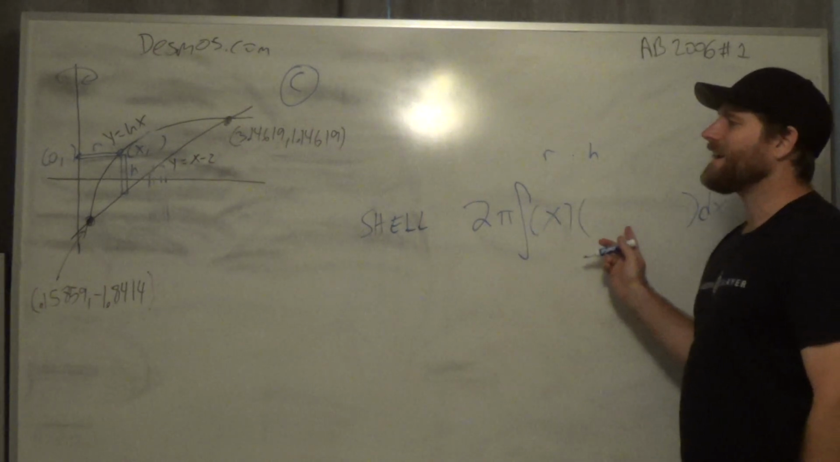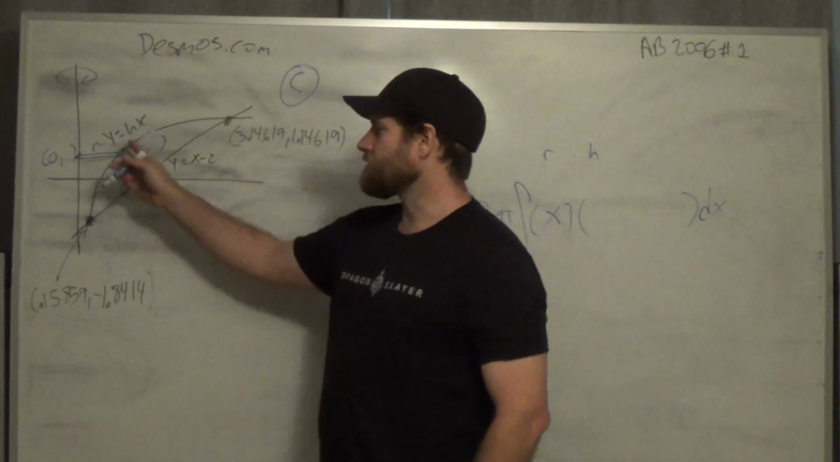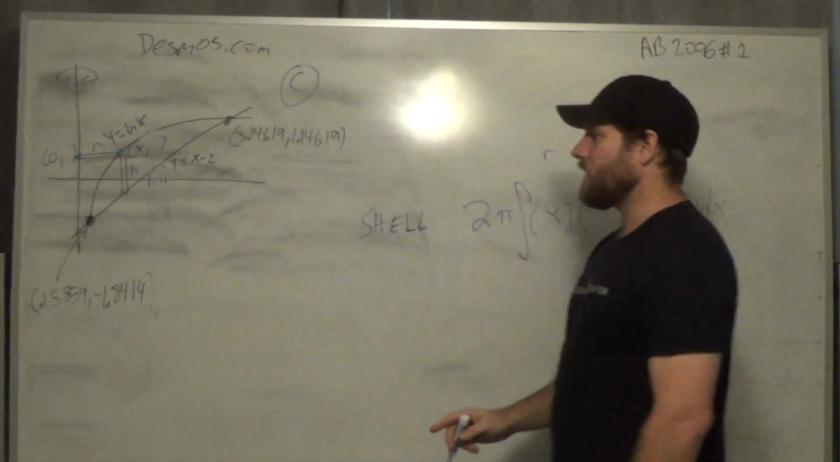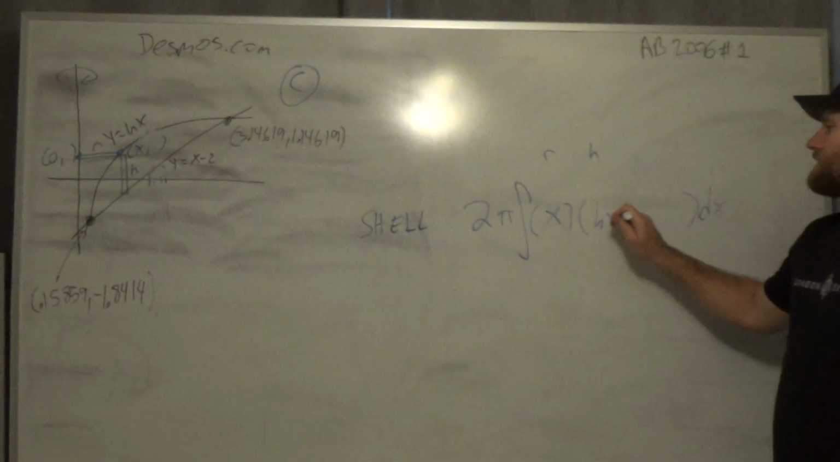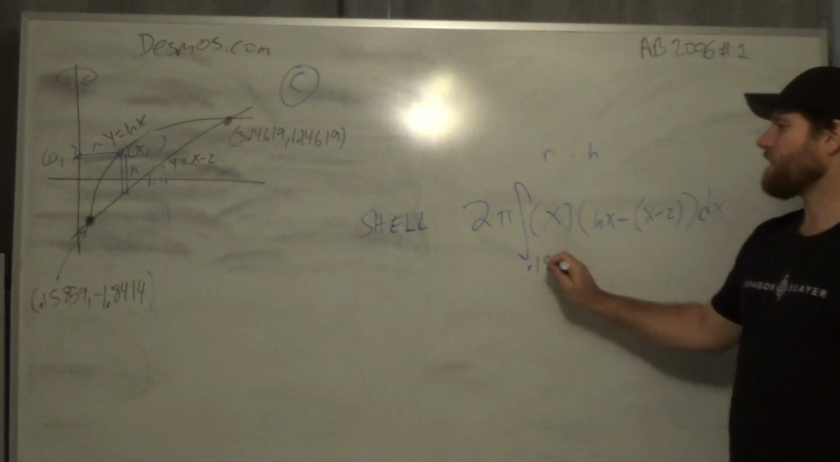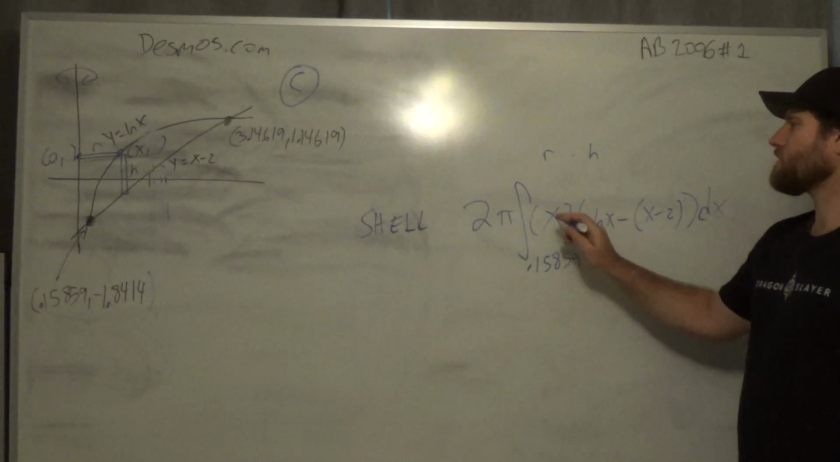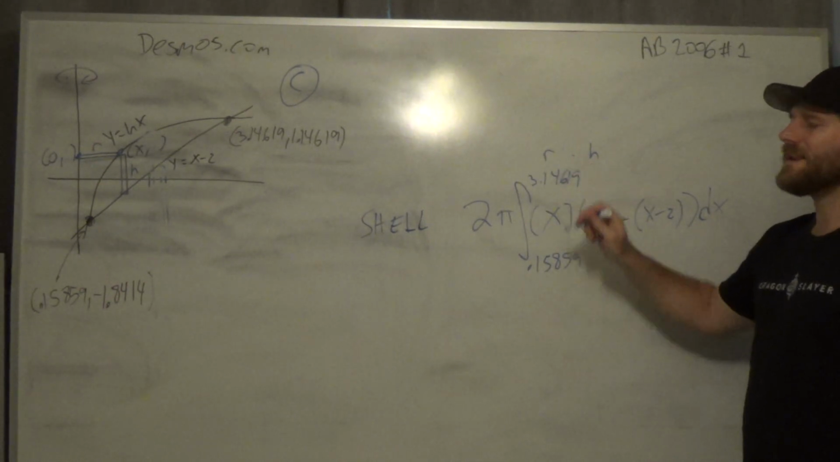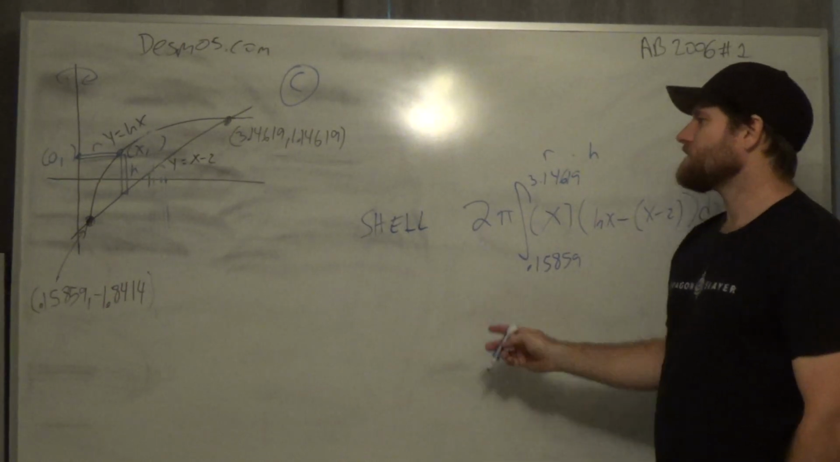Alright, and then we need the height, and the height is simply top equation minus bottom. Top equation ln of x minus the bottom equation. So it's ln of x minus, and then x minus 2 in parentheses. And then it's from this 0.15859-ish number to 3.14619.